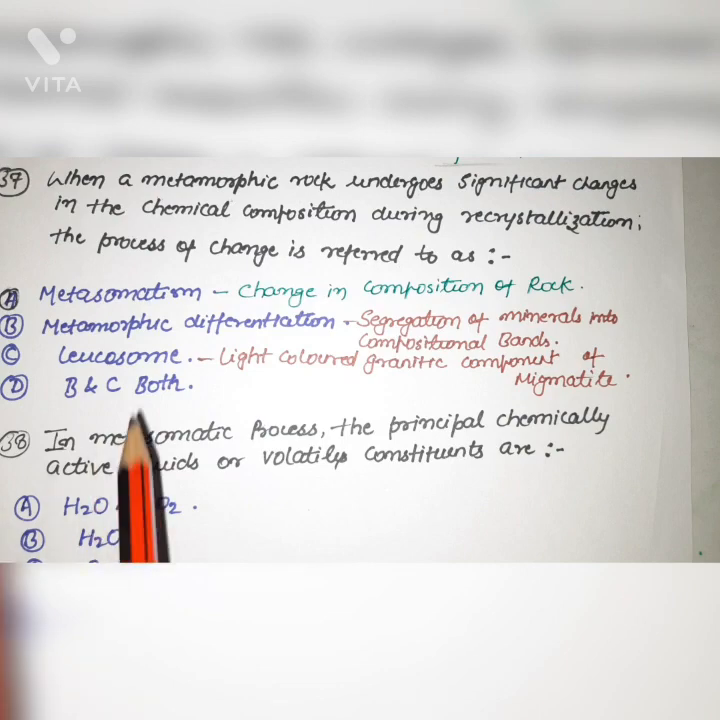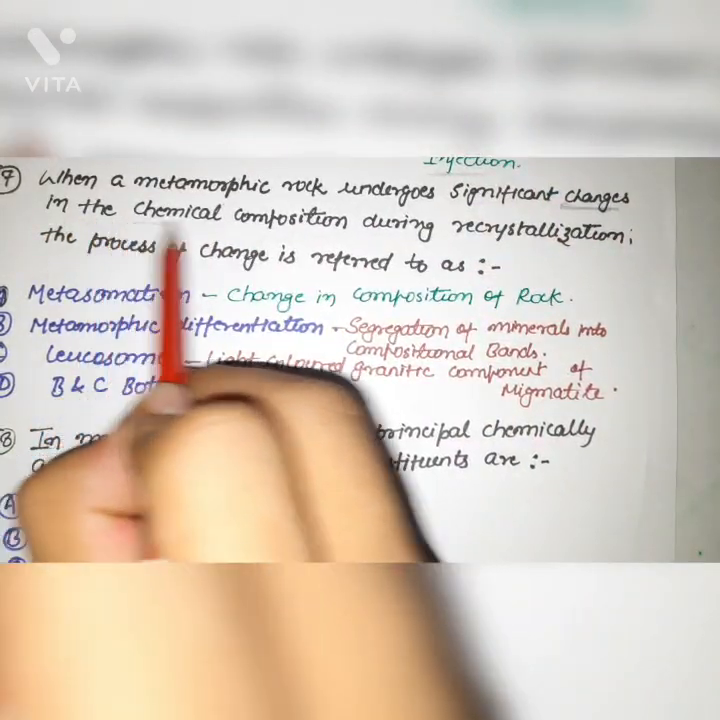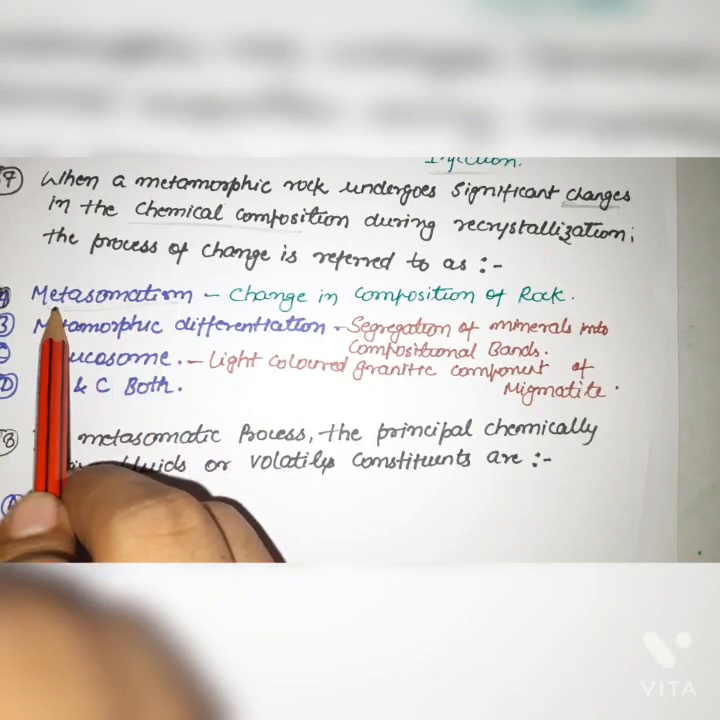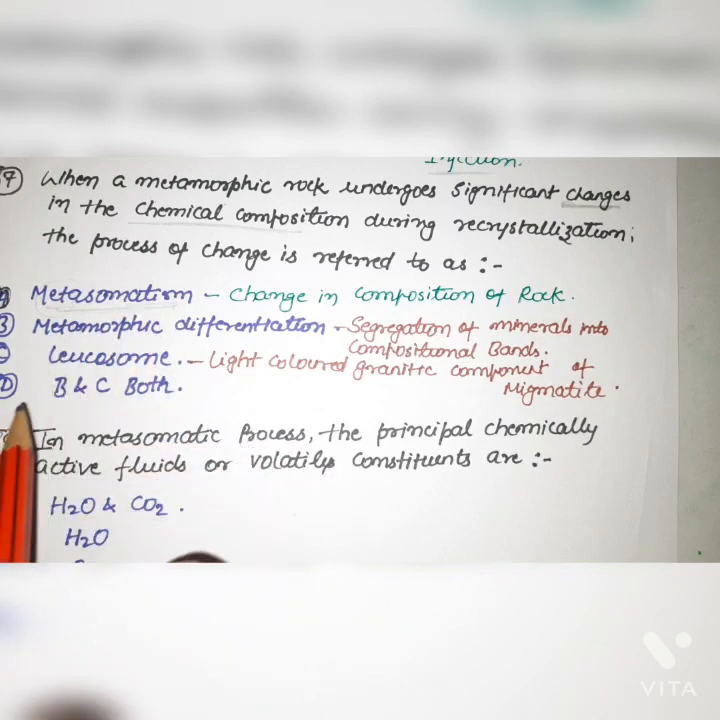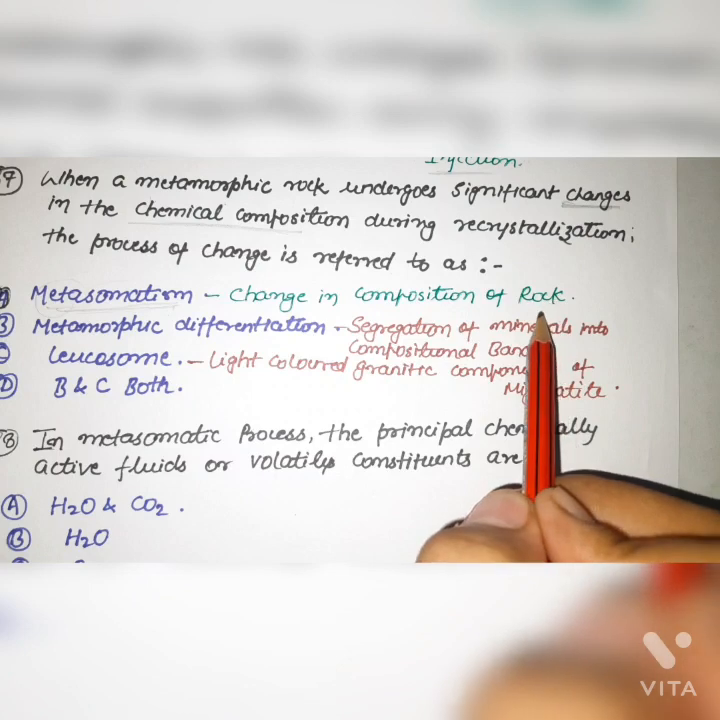So let's check the options. Now, two things you should notice in this question: there is a change in the chemical composition. Now, first option says metasomatism. What does metasomatism mean? Meta means change and somatism means body. So basically metasomatism is change in composition of rock.